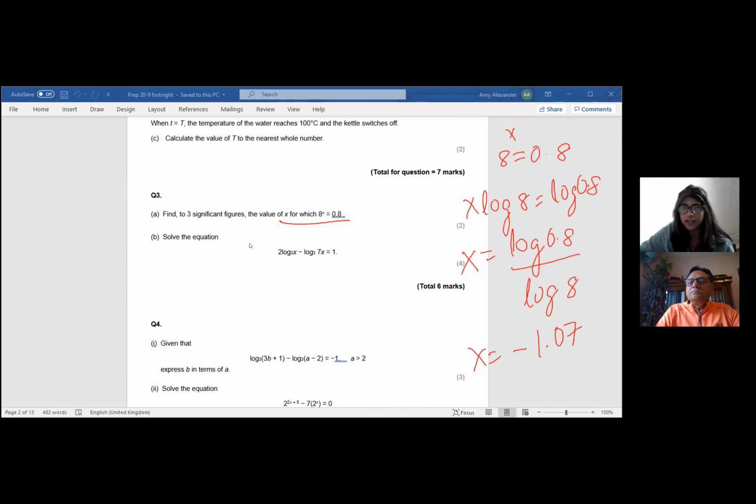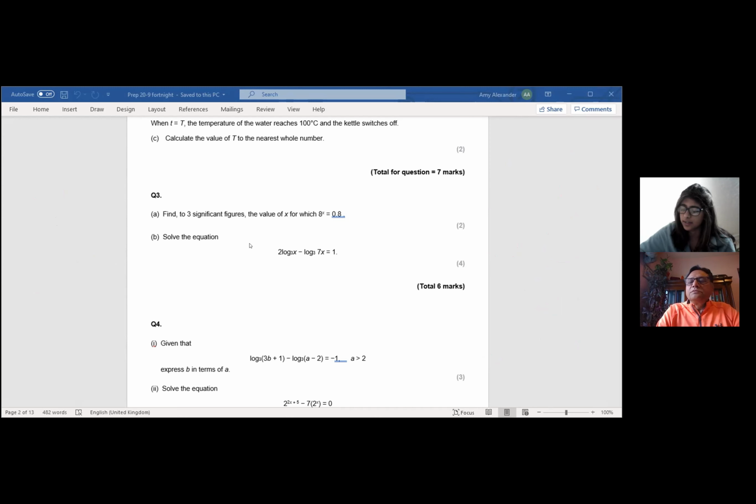Is it fine to write just log 8 in the exam, or do I need to write log base 10, or do they know what it is? By default, it is base 10, so you need not be specific. There is no need to write log to the base 10. And ln is the natural log, which is to the base e. So ln x equals log base e of x.